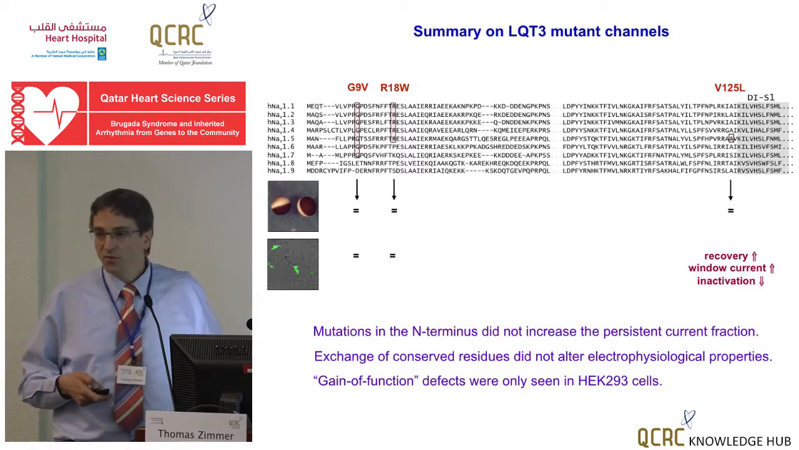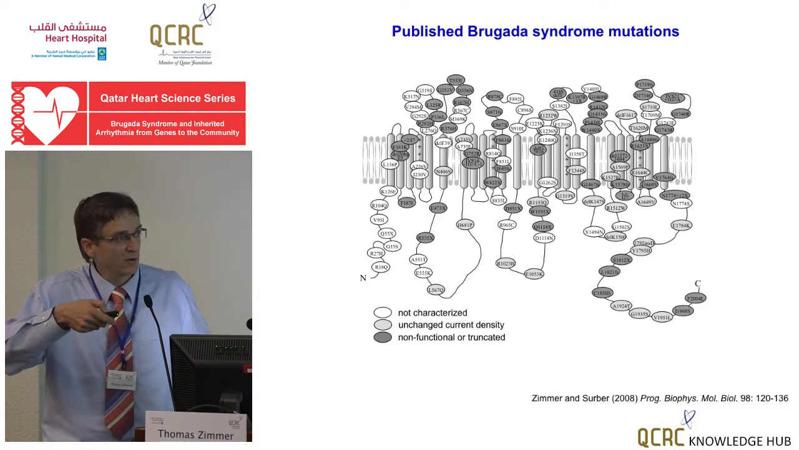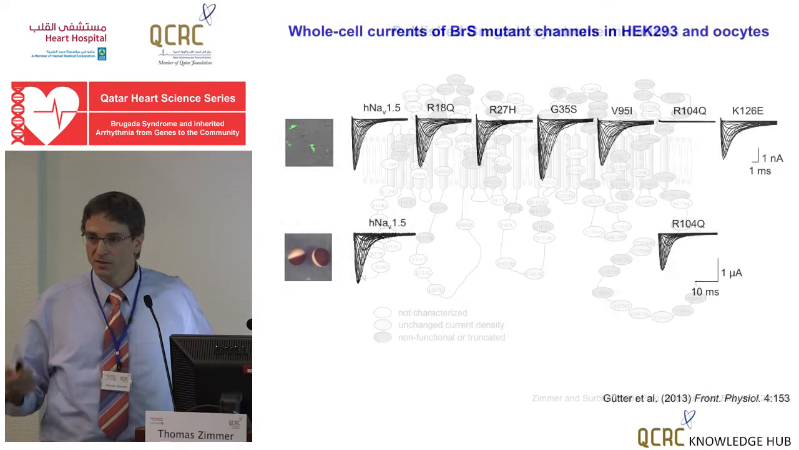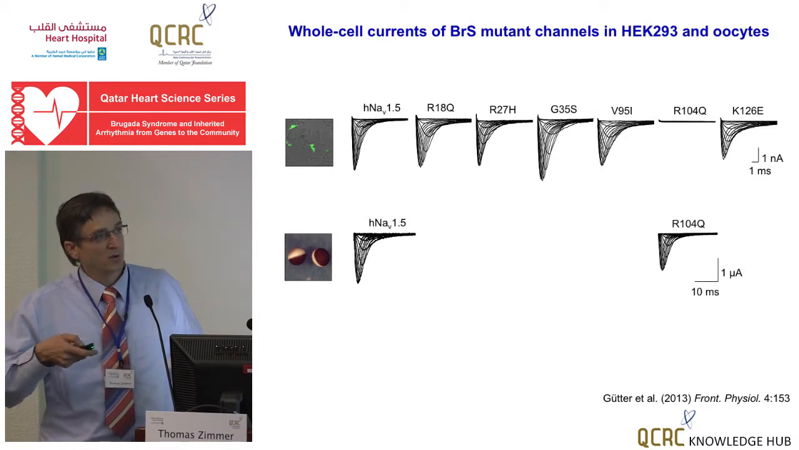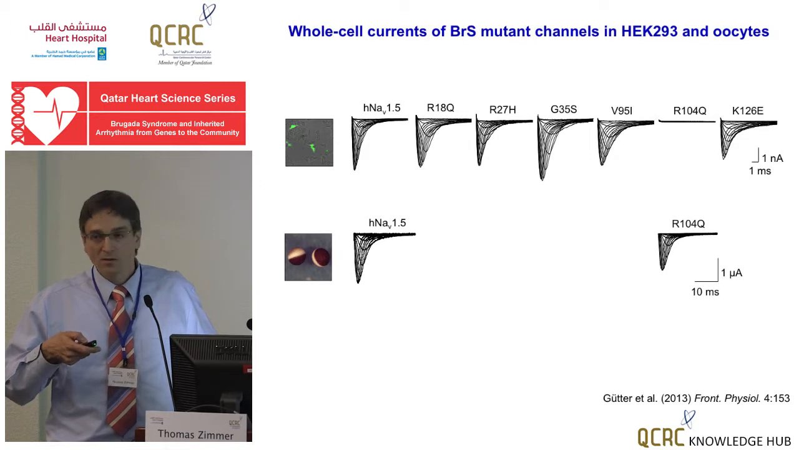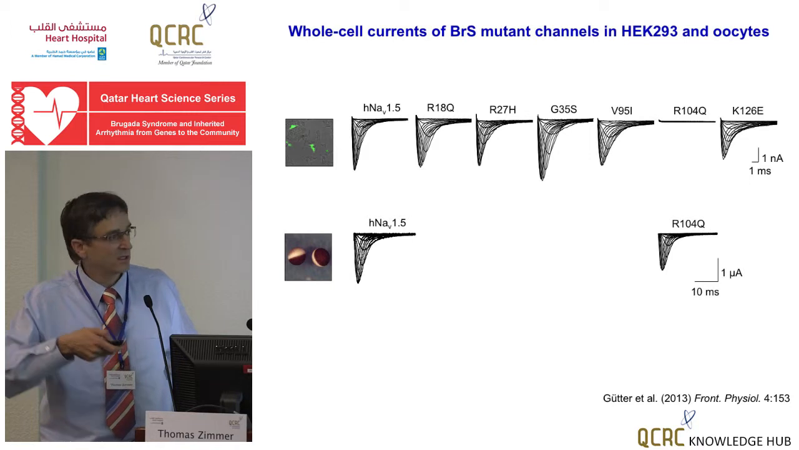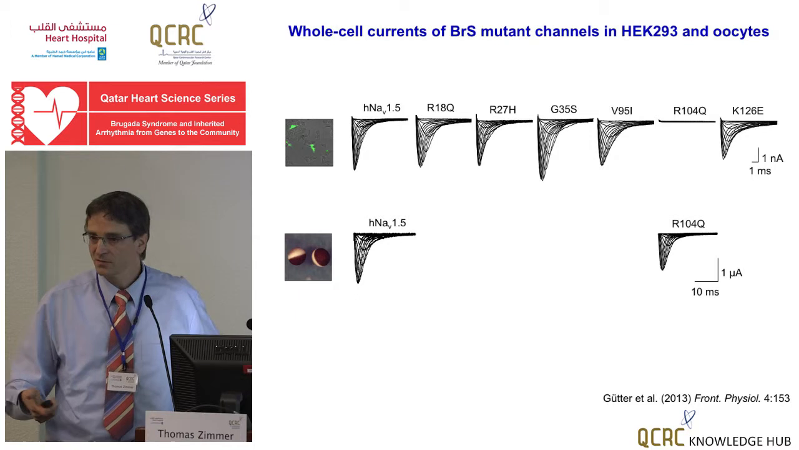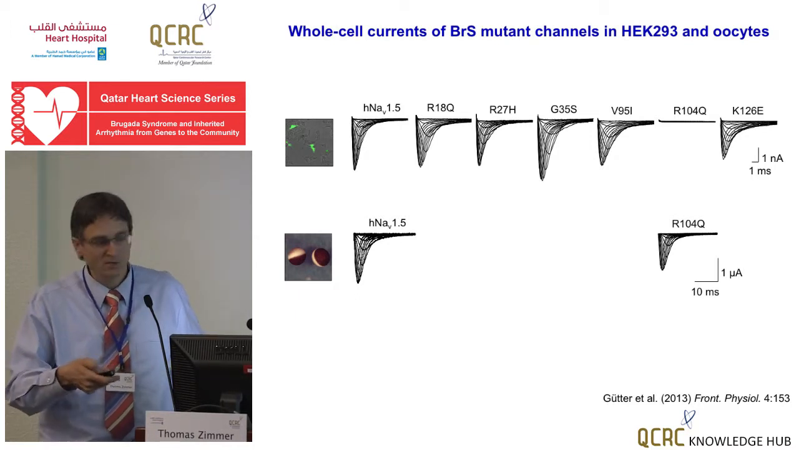Then we did the same for the Brugada syndrome mutations at the N-terminus. There are several known, and we got very similar results. We were very surprised to see a robust current in most of those mutant channels, except for this one. There was clear loss of function, so no current. This can nicely explain Brugada syndrome, but in the oocyte system, there was a rescue of the current. So if you use oocytes for expression, you cannot see this defect. There's a big difference.